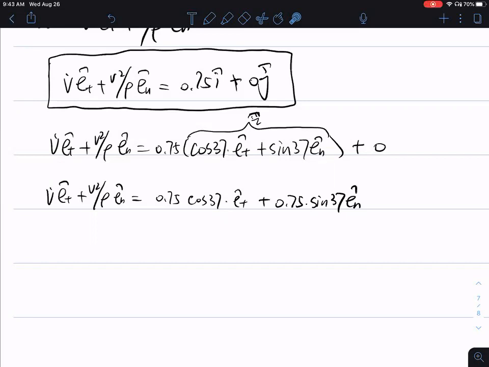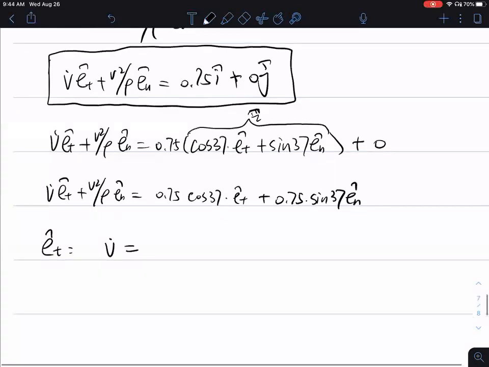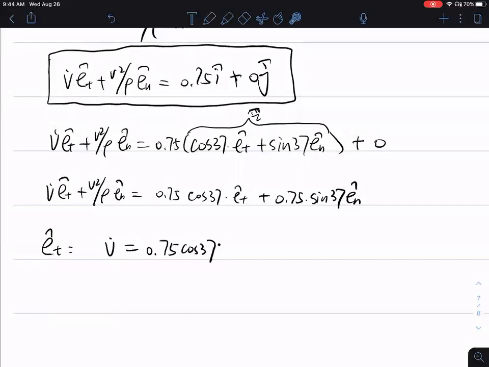So now this is a vector equation with two components. We're going to use this again and again this semester. We can always break down a vector equation to two scalar equations. So once you have that, the next step is to write out the two components. In the ET direction, we have a scalar equation that tells us V dot must equal whatever is in front of ET, 0.75 cosine 37. Look at this, I only take the values in front of unit vectors.